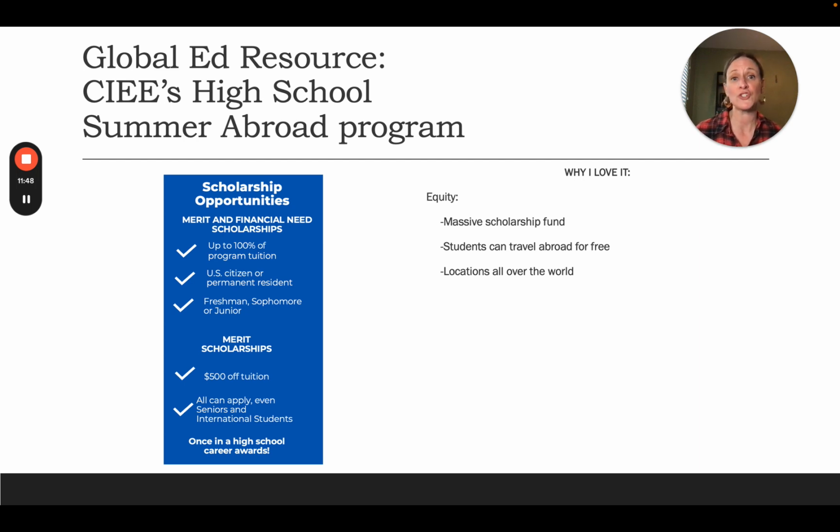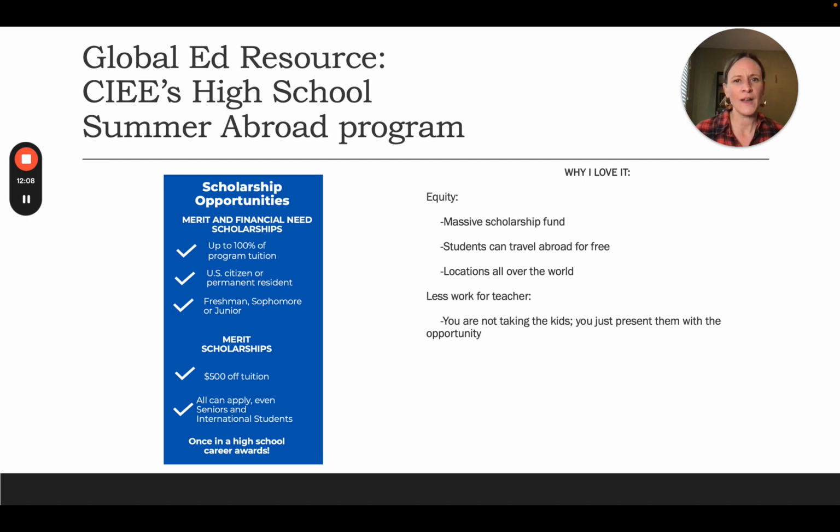CIEE also has locations for their topic programs and their language-based programs that are all over the world. So there's a lot of choice for students and a lot of ability for students to travel to places that they maybe never would have thought to, or live amongst people that they've never lived amongst, which is super great that there's so much variety.